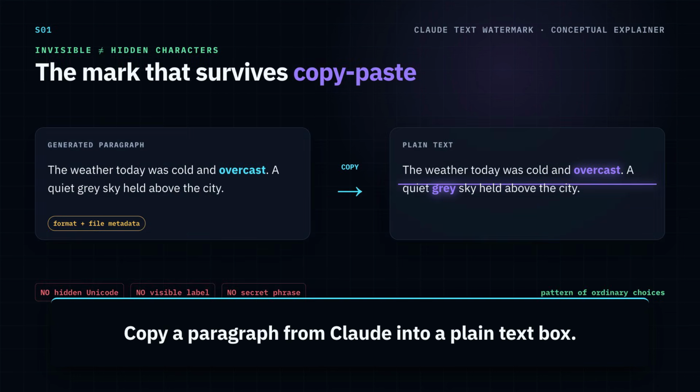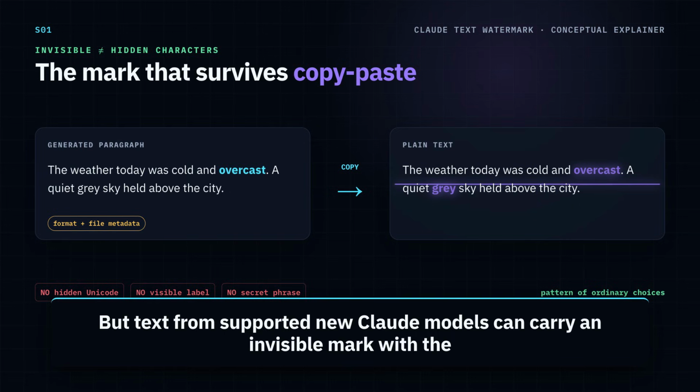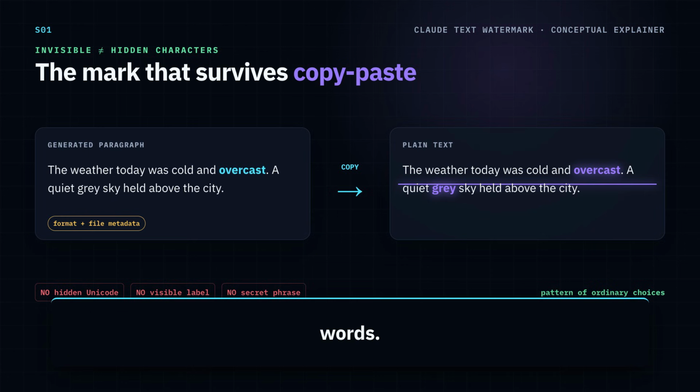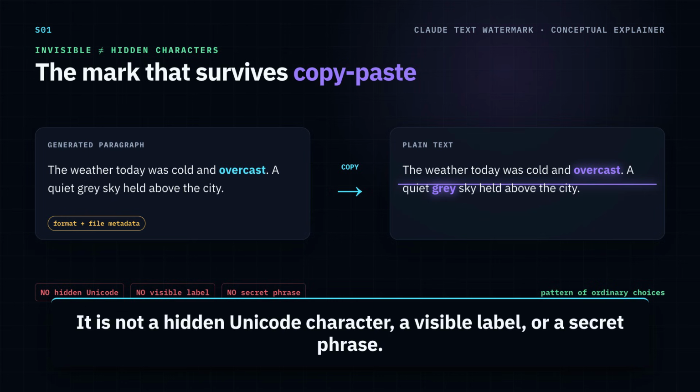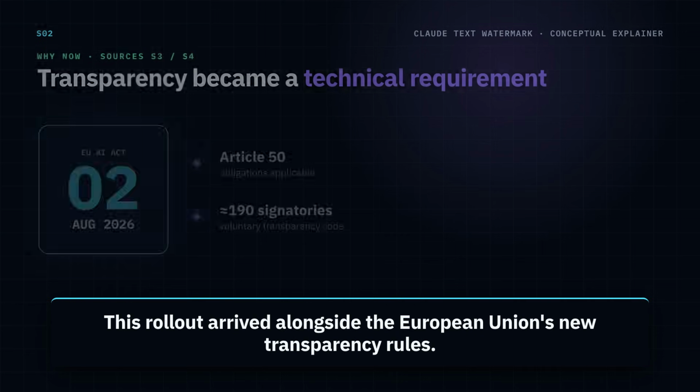Copy a paragraph from Claude into a plain text box. The formatting disappears, and file metadata can disappear too. But text from supported new Claude models can carry an invisible mark with the words. It is not a hidden Unicode character, a visible label, or a secret phrase. The mark lives in a pattern of ordinary word choices.